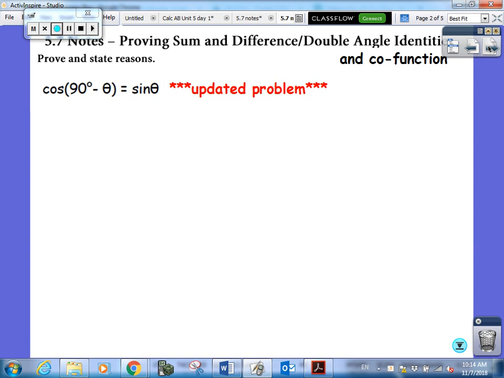Because this is the cofunction identity, we can say cosine of 90 minus theta. Again, I'm looking at my identities, which I have right in front of me. I can say this is sine of theta equals sine of theta, and I'm done. The reason is the cofunction identity. There's your reason. You're done. Left side equals the right side.